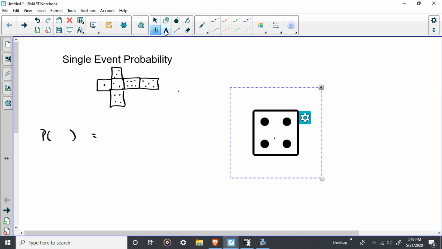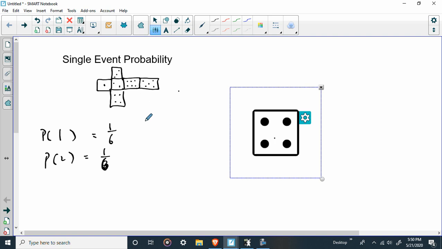If I said, what's the probability of getting a 1? That's 1 out of the 6 sides. What's my probability of getting a 2? It's 1 out of 6. So again, the big thing you want is your desired outcome over your total number of outcomes.